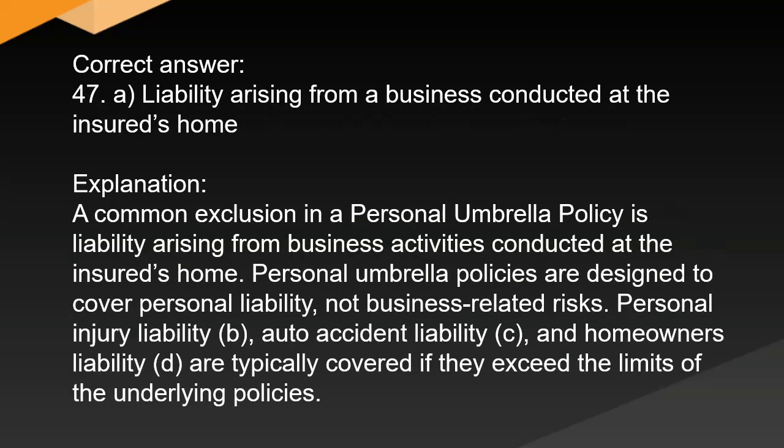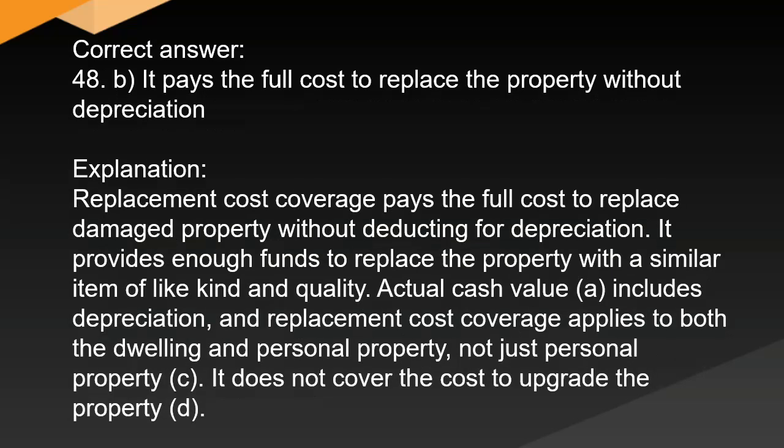Correct answer: A. Liability arising from a business conducted at the insured's home. Explanation: A common exclusion in a personal umbrella policy is liability arising from business activities conducted at the insured's home. Personal umbrella policies are designed to cover personal liability, not business-related risks. Personal injury liability, B, auto accident liability, C, and homeowner's liability, D, are typically covered if they exceed the limits of the underlying policies.